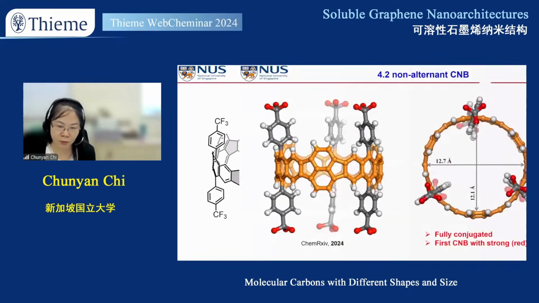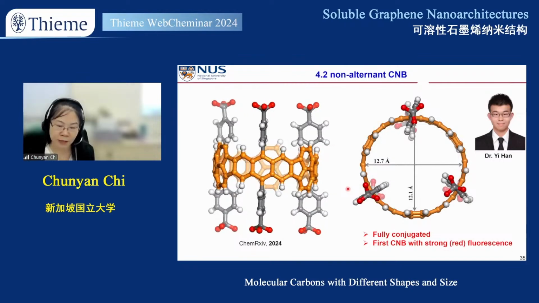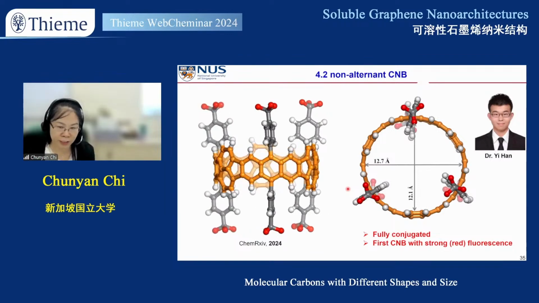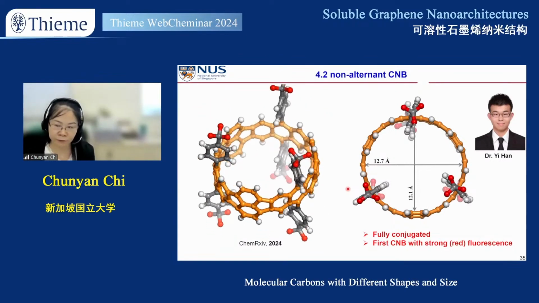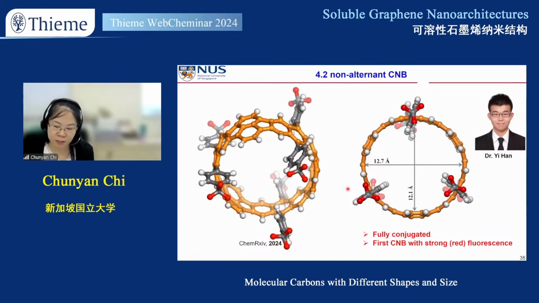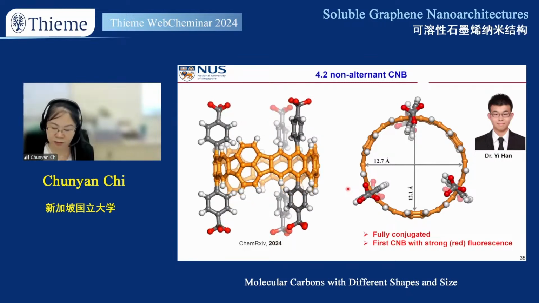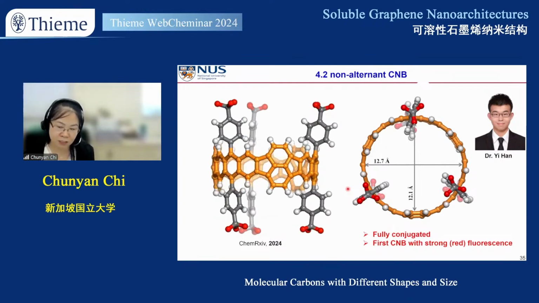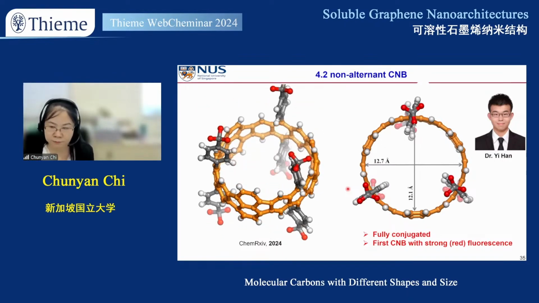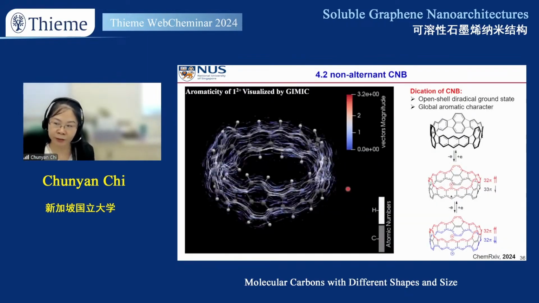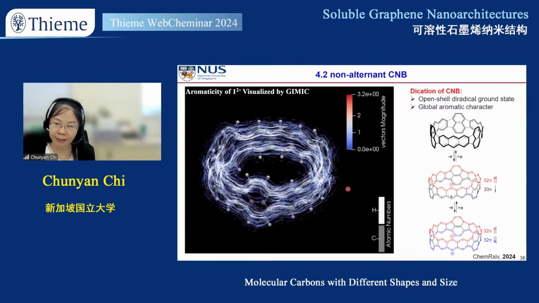So this is the single crystal structure of one of the molecules. It also shows a cylinder-like conformation, so it's fully conjugated. The diameter is between 12 to 13 angstrom, and this is the first carbon nanobelt which emits a strong red fluorescence. The fluorescence quantum yield is around 34%, and 56% for 2. And interestingly, this molecule can be oxidized to the dicationic state. The dication shows an open-shell diradical ground state.